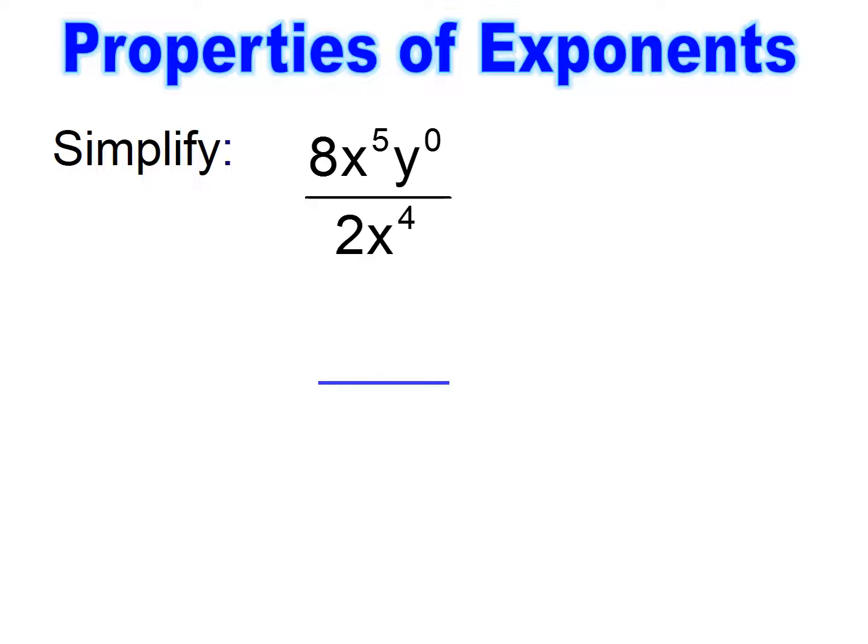So in this case, I'm drawing my line and I'm working with the numbers first. 8 divided by 2 is 4, so it's going to be on top. And then I see the x to the 5th over x to the 4th. Higher exponent's on top. I'm going to subtract and leave it on top. And then y to the 0 power equals 1. And we're multiplying, so 1 times anything is what I get. So I end up with just simply 4x. So my answer here is just 4x.